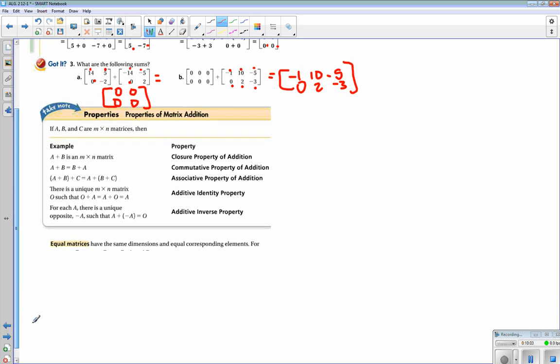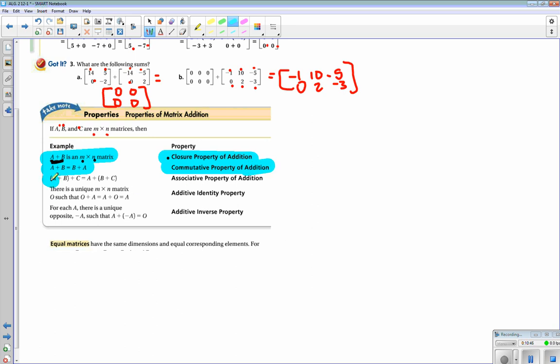All right, so let's get into some content. Properties of matrix addition. If A, B, and C are m by n matrices, then the sum of the two matrices is also an m by n. This is called the closure property of addition. I definitely need to have you put this in your notes. If you can either do it A plus B, or you can do B plus A, that's the commutative property of addition. We talked about that earlier.